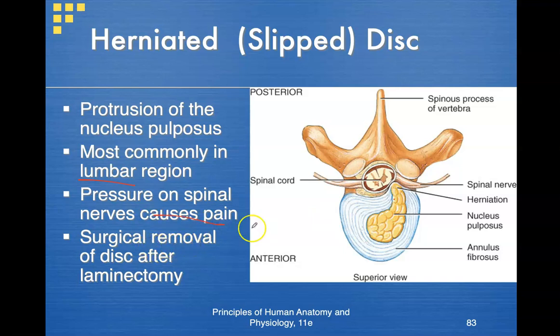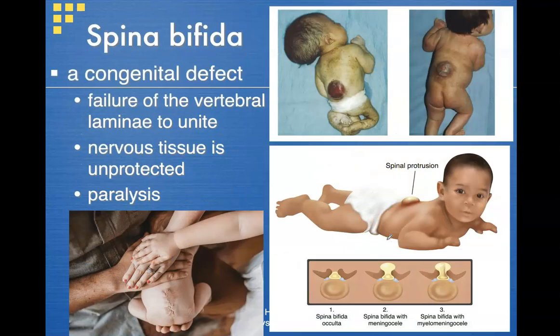There are a couple of things they can do. They can do surgical removal of the disc after what's called a laminectomy, where they open up the lamina to get in and remove that disc. And then they can fuse the vertebrae together, if it's a really bad herniated disc.